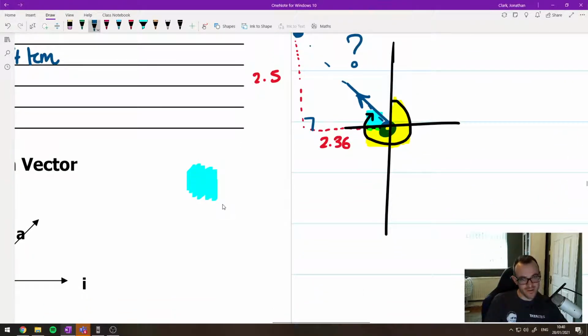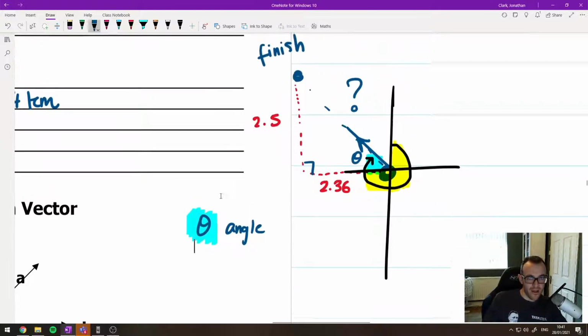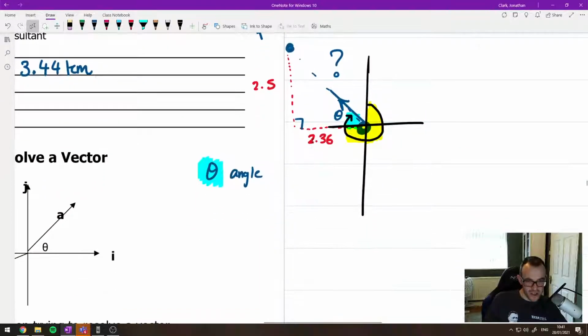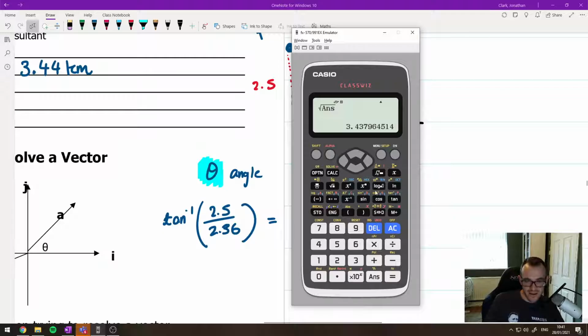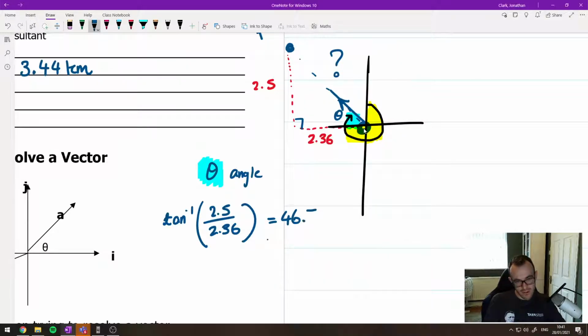The blue angle here. The opposite is 2.5. The adjacent is 2.36. I can use tan. I'll use inverse tan 2.5 over 2.36. Type that in on the calculator. It's the inverse tan of 2.5 over 2.36, and it's 46.7 degrees. So that's that angle there.